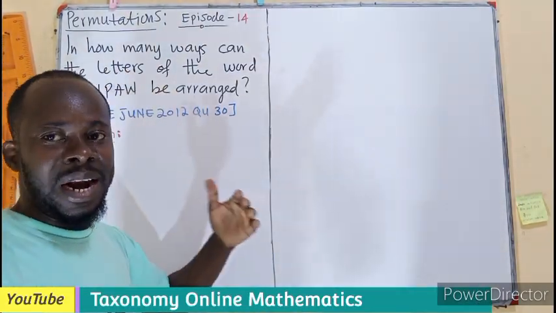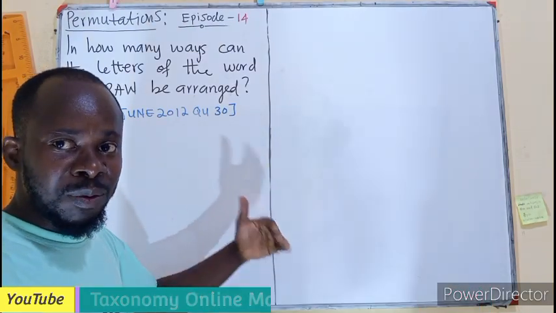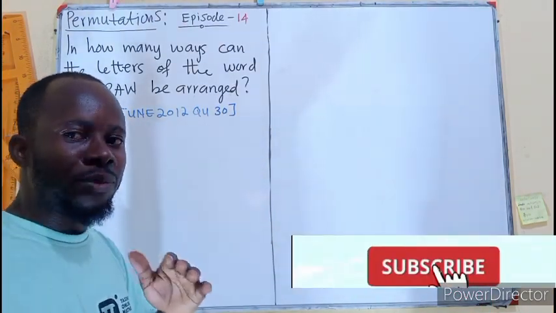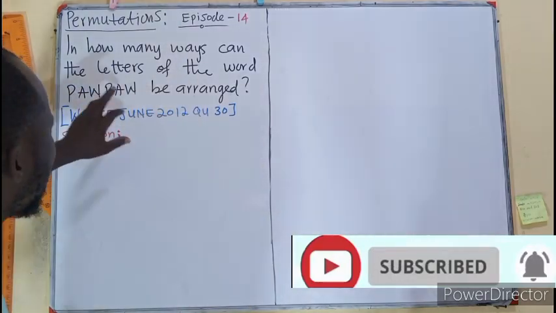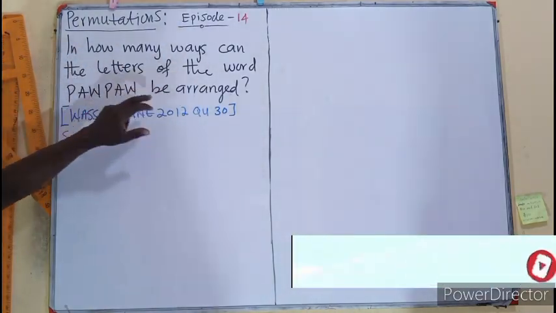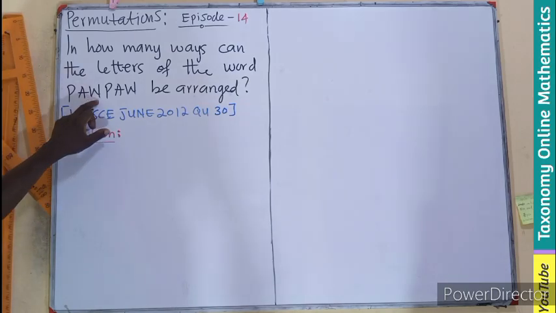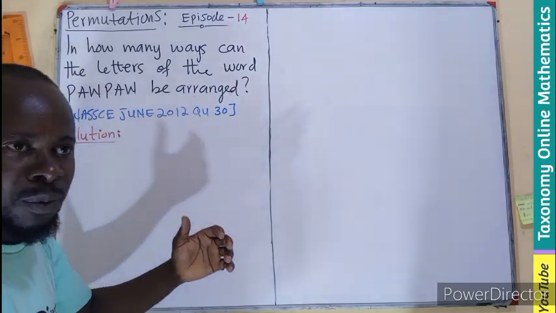This is also another episode on permutation. We are picking the various types of permutation questions that we can lay our hand on. This is episode number 14. So, in how many ways can the letters of the word PAWPAW be arranged?